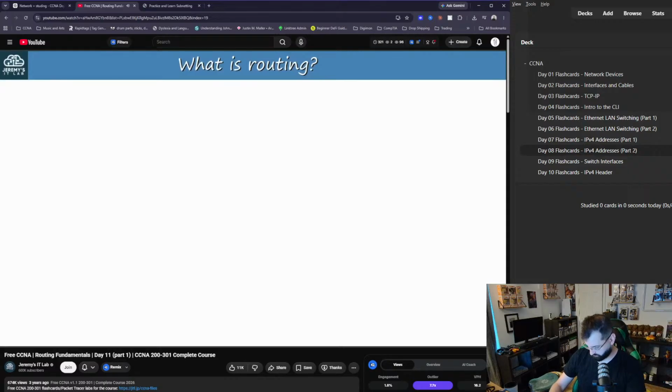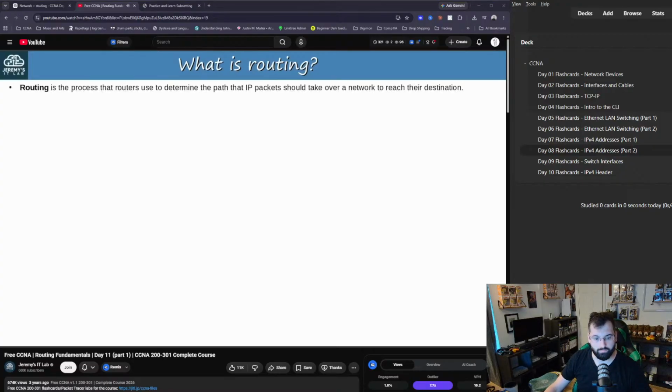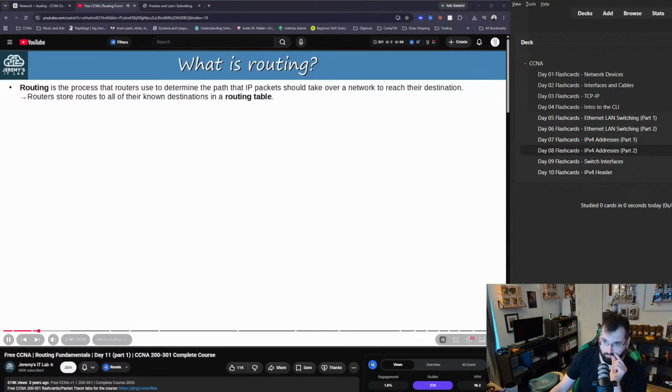Let's get started. So, what is routing? Well, when a router receives a packet, it's the router's job to forward it, to send it to the correct destination. That's where routing comes in. Routing is the process that routers use to determine the path that IP packets should take over a network to reach their destination. And routers store routes to all of their known destinations in a routing table, which we'll look at soon.